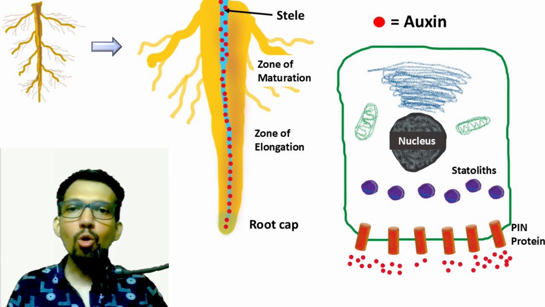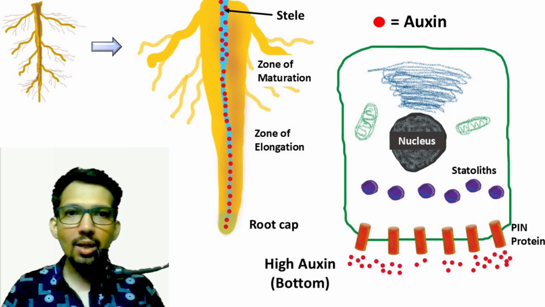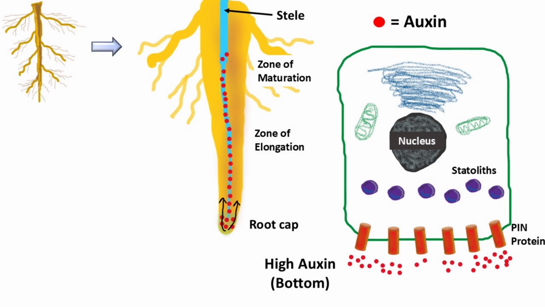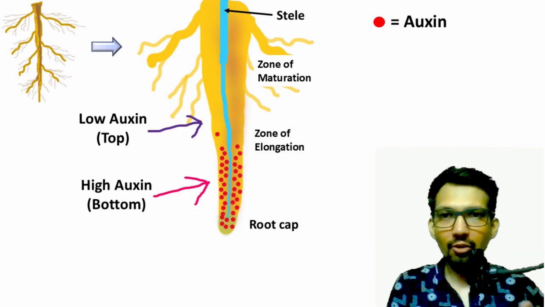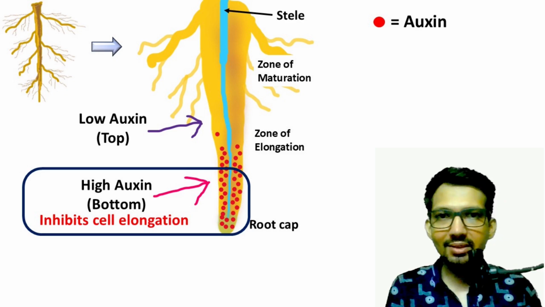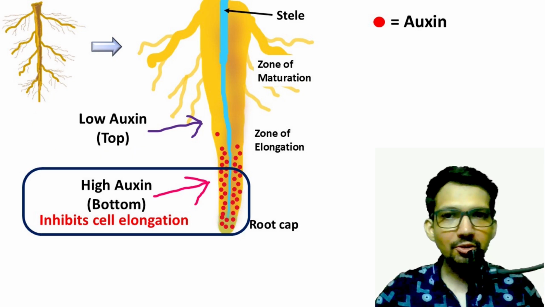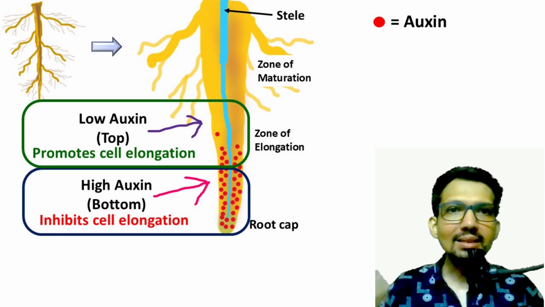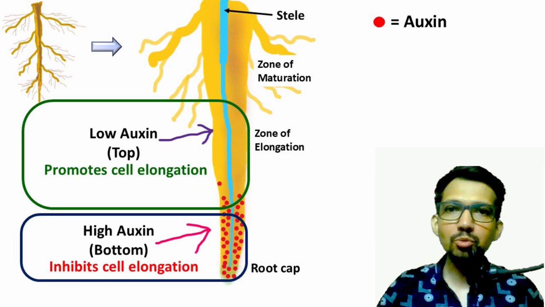Now since there are more PIN proteins at the bottom of the cell, the lower end of the root tip will have a high concentration of auxin. This high concentration of auxin inhibits elongation of cells in the zone of elongation. However, the top part of the zone has a low concentration of auxin. As a result, all these cells will get elongated, and it appears that the root is moving downwards.